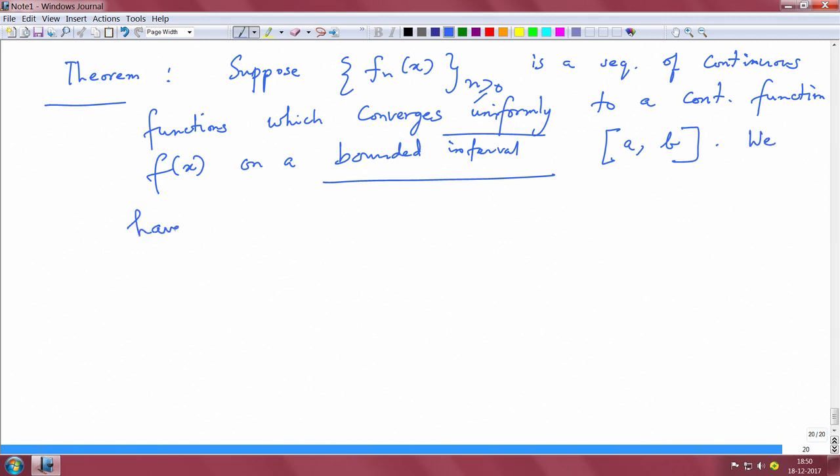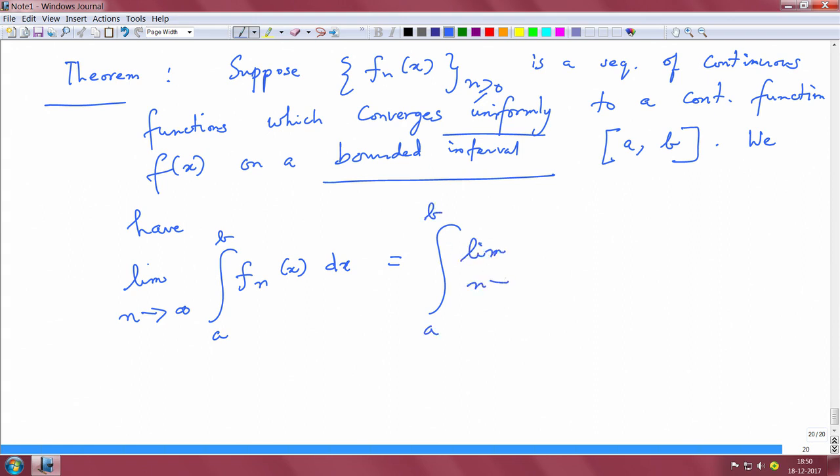We have the limit as n goes to infinity of the integral from a to b of fn of x dx is the integral from a to b of the limit as n goes to infinity of fn of x dx, which is basically the integral from a to b of the limiting function f of x.